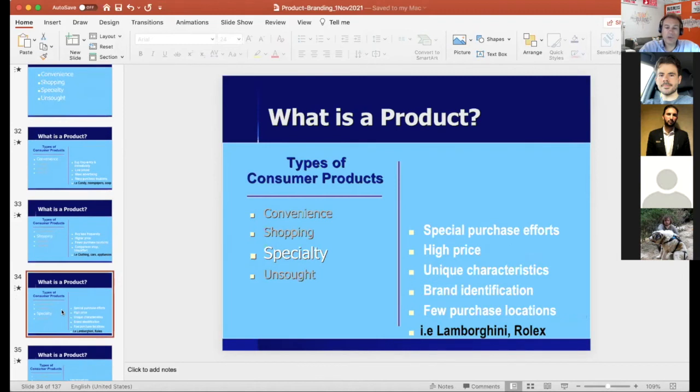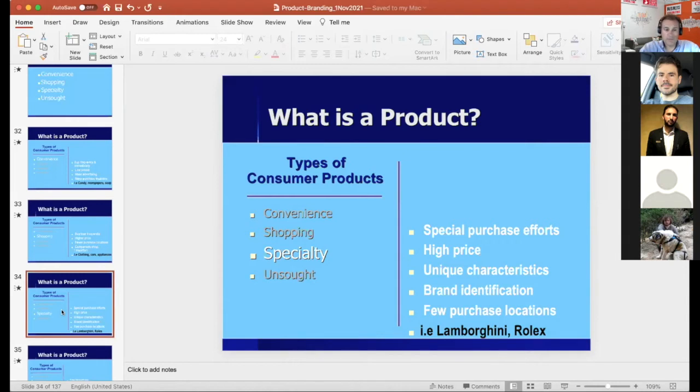Then the specialty products are even more special in the sense that people will put a lot of effort into searching for the one that is the most appropriate. There will be high prices. They are sort of like a luxury category of product, but it's not just luxury, it could be premium. And again, it depends on people's revenue, the perspective on that specialty product, but they tend to be more unique brands, special brands with very distinct characteristics of the product. You can't buy them everywhere.